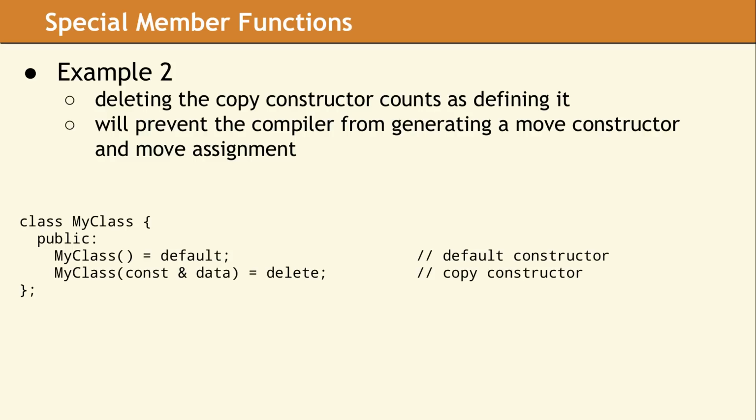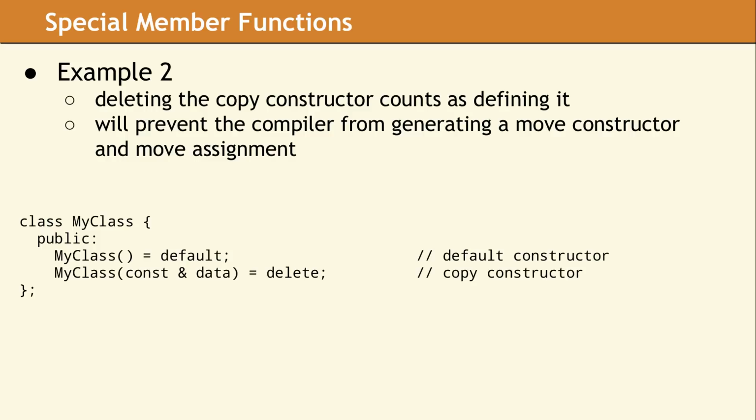By deleting the copy constructor, the compiler does not generate the move constructor. This class is not copy constructible, nor is it move constructible. If some code tries to call either the deleted copy constructor or the implicitly deleted move constructor, they will get a compiler error.